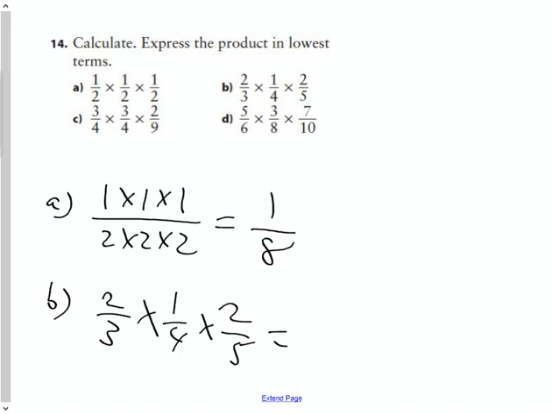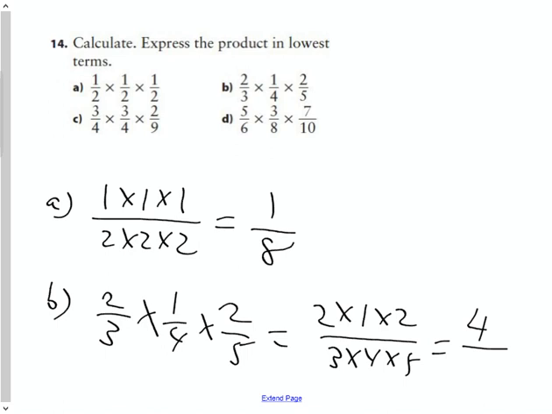Your next question, B, is 2/3 times 1/4 times 2/5. Multiply your numerators. Multiply your denominators. And you're going to get 2 times 1 is 2, times 2 is 4. 3 times 4 is 12. 12 times 5 is 60. What's wrong with that answer?